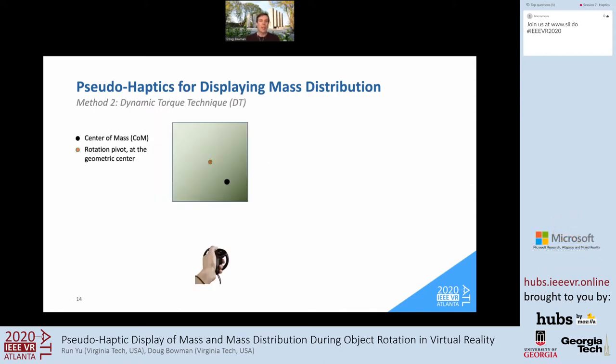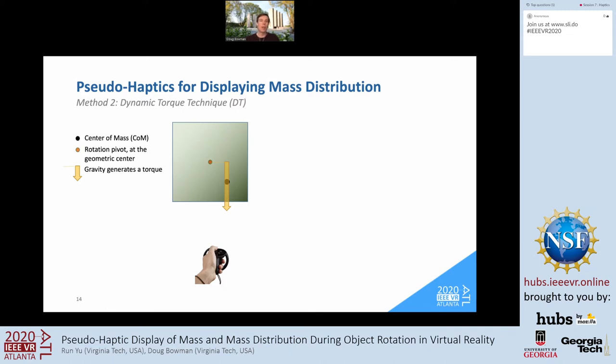The second technique is called the dynamic torque technique. And here we wanted to relax the restriction that users have to grab the object at the center of mass. And instead we wanted them to be able to rotate it around the geometric center as you normally would when you select a virtual object. And so the question is how to change the rotation so that you can perceive the mass distribution differences. So of course, when you do this, gravity generates a torque based on where the center of mass is.